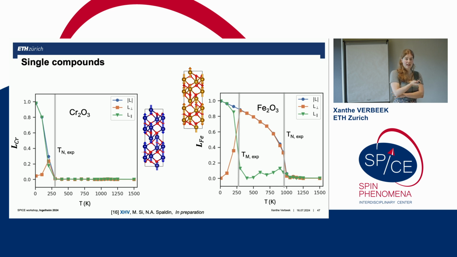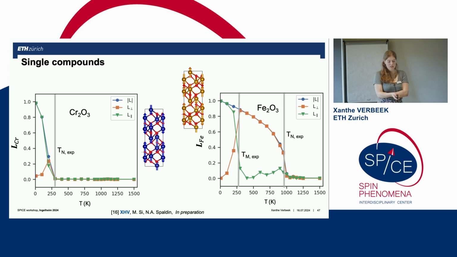And if we now look at the two singular compounds, we see that for the chromium oxide, very little has changed from the easy model, or the simple model. But for the iron oxide, we are now also capturing this Morin transition, where we see that first, when we form the antiferromagnetic pattern, we are aligned perpendicular to Z, and then around the experimental Morin transition temperature, we switch to an arrangement parallel to Z.